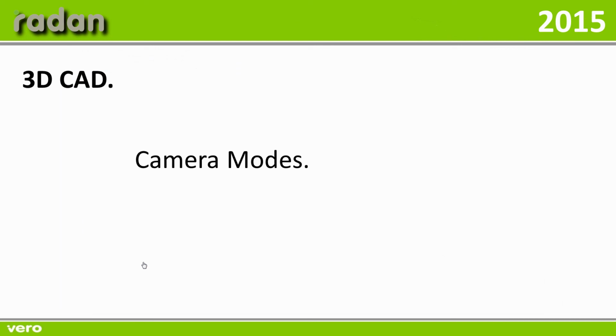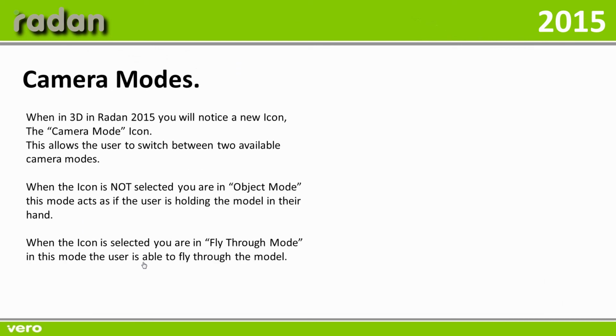Camera modes. When in Radan 3D, you will notice a new icon, the camera mode icon. This allows the users to switch between two available camera modes. When the icon is not selected, you are in object mode, and this replicates the user holding the model in their hand and spinning it around. When the icon is selected, you are in fly-through mode, and in this mode the user is able to fly through the model.